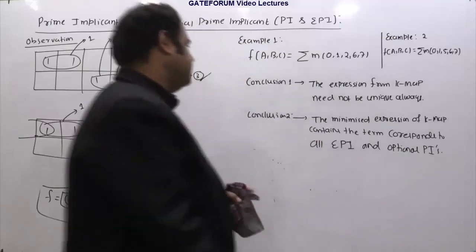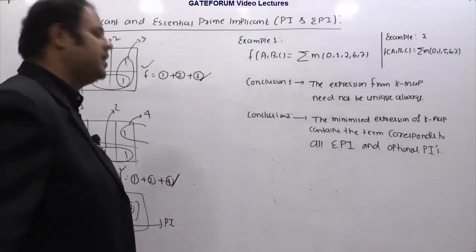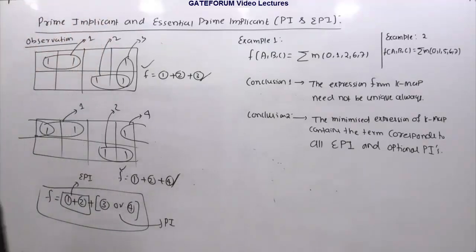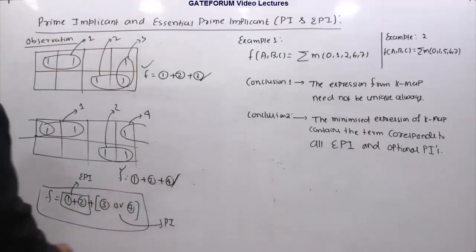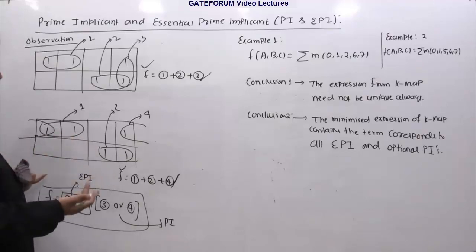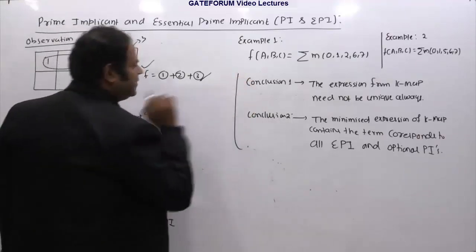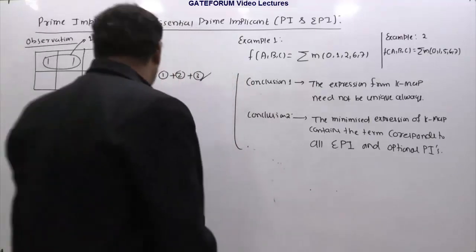Okay. The first conclusion is expression from K map need not be unique always. Second conclusion is the minimized expression of K map contains the terms corresponding to all EPIs and optional PIs. So in other words, the minimized expression will definitely contain all EPIs and it should contain a few PIs, not necessarily all the PIs. So these are the two conclusions. Hope this concept is clear, right?